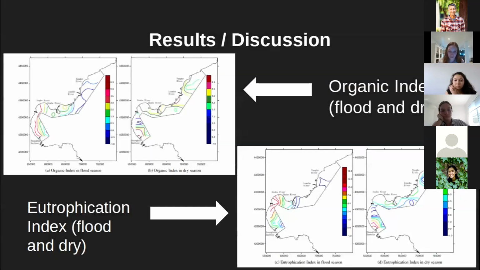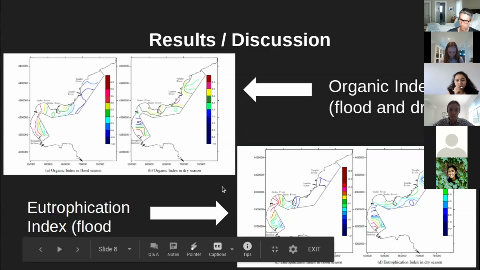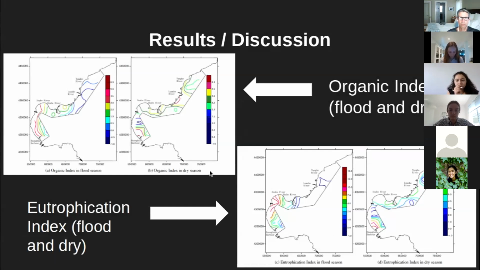Next, we have the spatial distribution of the organic index and the eutrophication index for the flood and dry season of 2006. Organic pollution is high in the Qinhuangdao waters and near the Huanghua Harbor, which is where the red indication is for both flood and dry. Eutrophication is also pretty high in these areas specifically. However, during the dry season, there's more widespread pollution through the water bodies, as seen before.